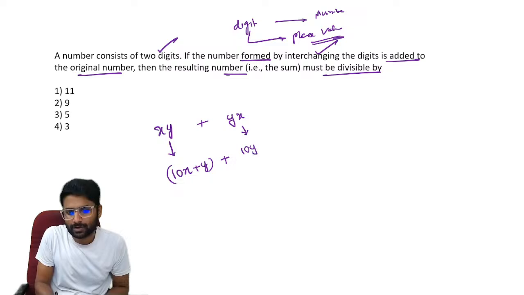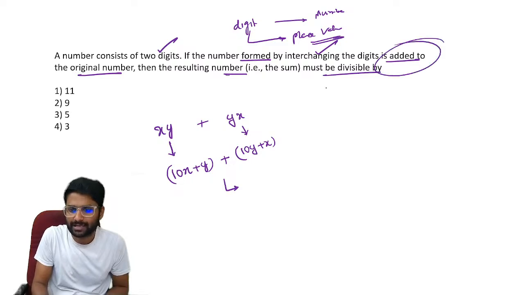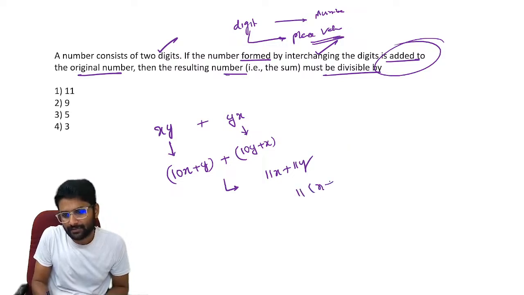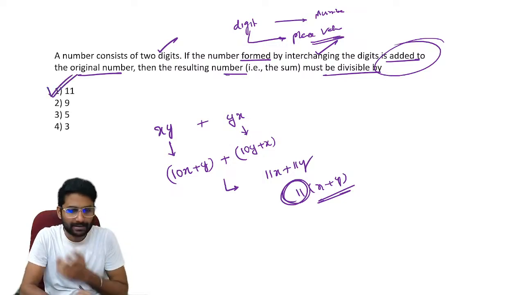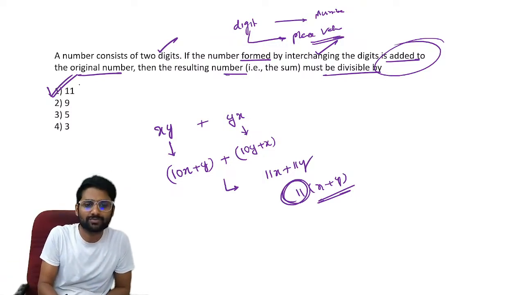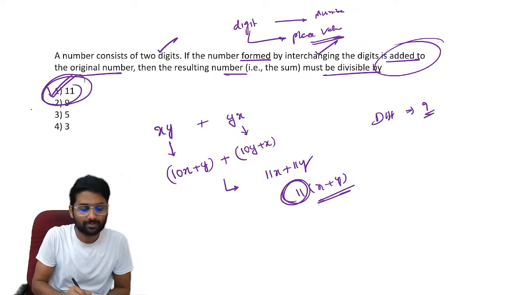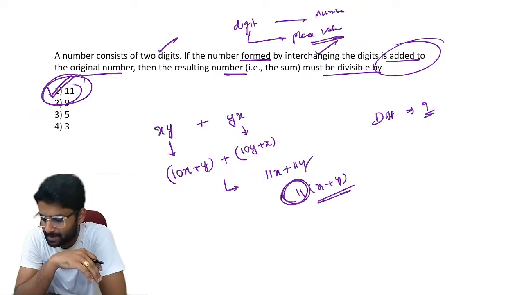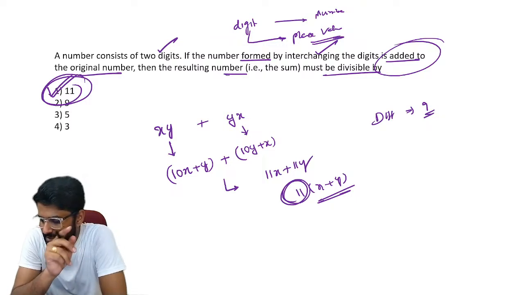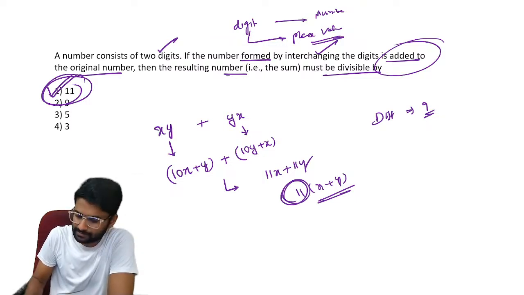Value of yx is equal to 10y plus x. And if you add those two numbers, as they clearly mention, then it becomes 11x plus 11y. If you take 11 common, the sum of those numbers is always divisible by 11. And if it is a difference, the difference is always divisible by 9. But the sum is always divisible by 11. Just find the sum in the question. Sum is divisible by 11. Difference is divisible by 9. Is it clear?